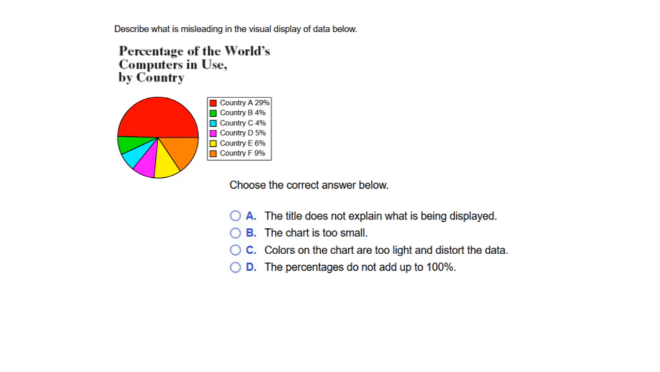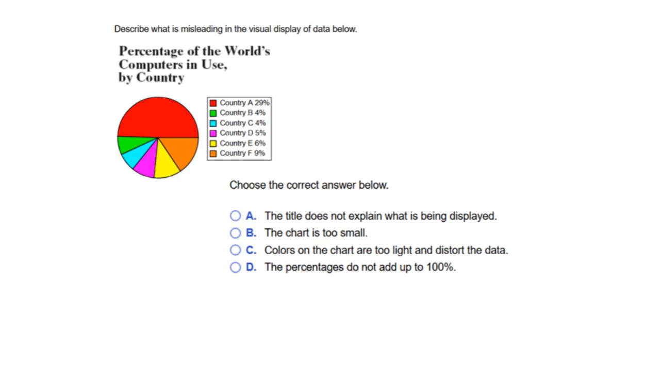Then we have a circle graph, or you can consider it a pie chart, with the different various colors on there. All right, it says choose the correct answer. It says the title does not explain what is being displayed. Well, that's not true. The title is stating what is being displayed. The chart is too small. Well, in this case, yes, the chart's too small, but normally when you have a key or a legend, it is going to be smaller than the actual data value that's being graphically shown.